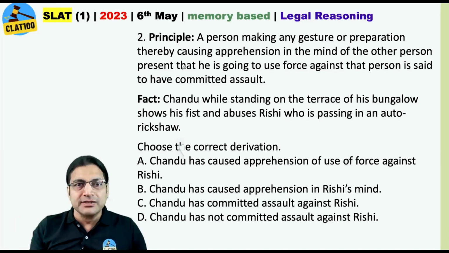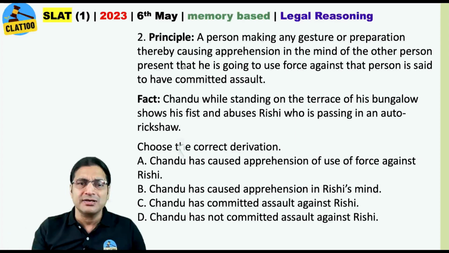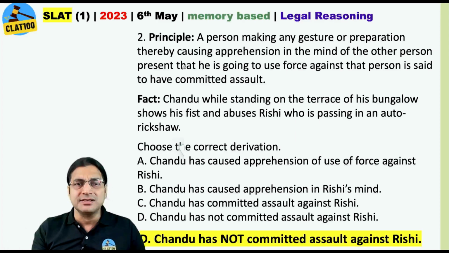If this was not an assault, Chandu standing on the terrace of his bungalow showing his fist to someone who is traveling in an auto rickshaw could also not be an assault. Why? Because a person traveling in an auto would not have this apprehension that he could be hit by Chandu. So, this is certainly not an assault. Isn't that? So, here the answer is Chandu has not committed assault against Rishi.